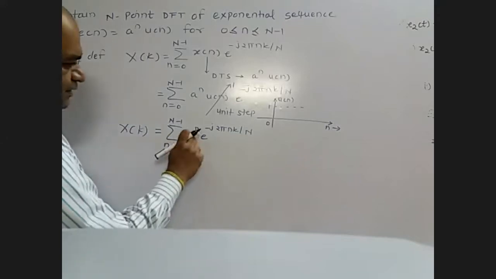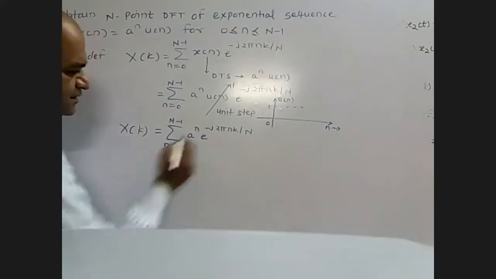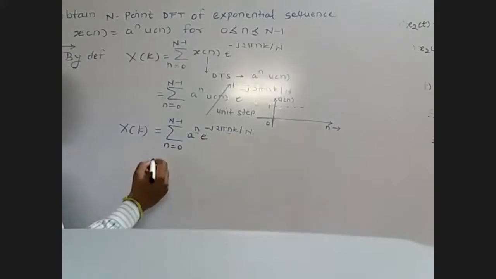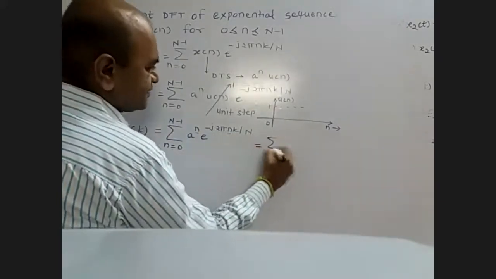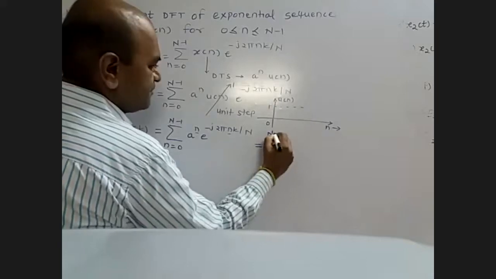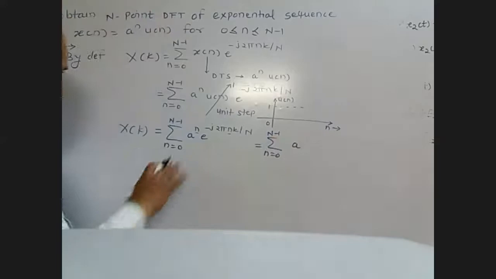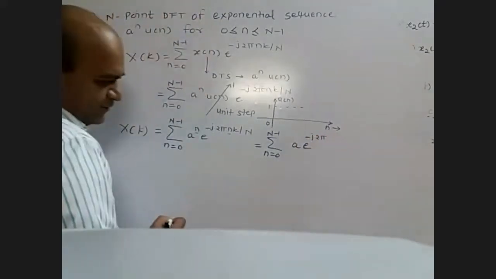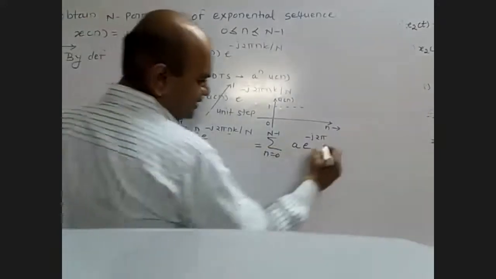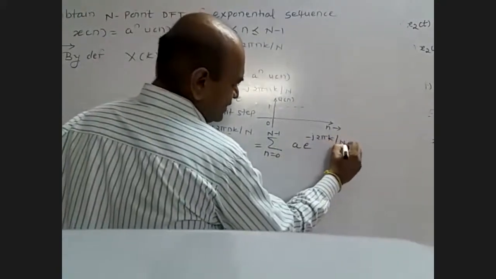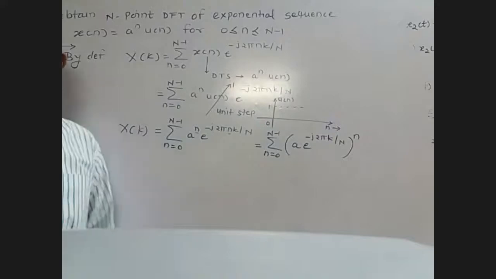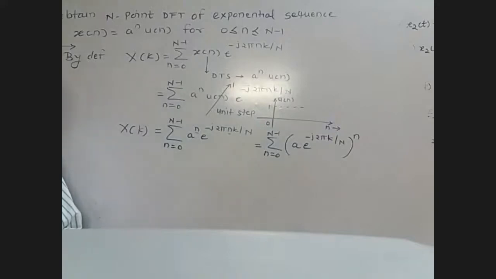Here n is present, and here also n is present, so this n and this n are common to both expressions. So we write summation of n is equal to 0 to N minus 1 a raised to n. Similarly, e raised to minus j 2 pi k by N, all raised to n, where n is hidden. Getting my point? So I rewrote the expression in this way.